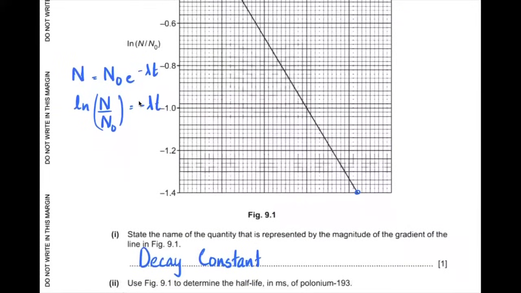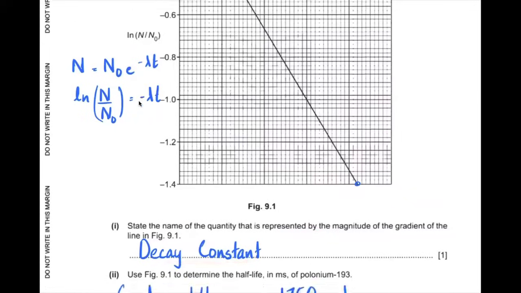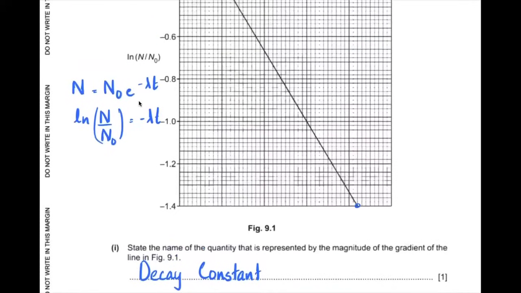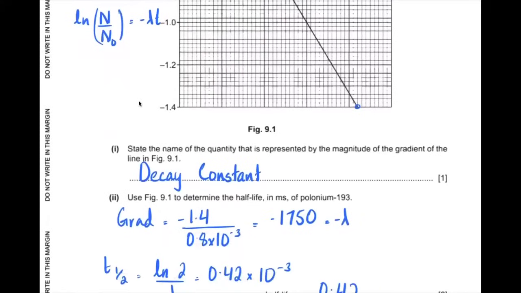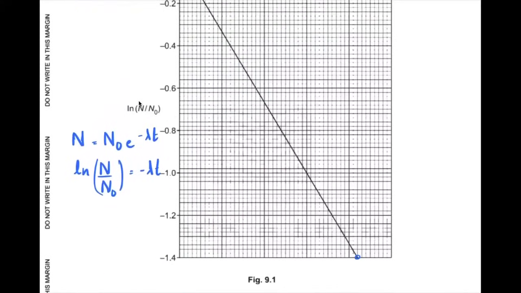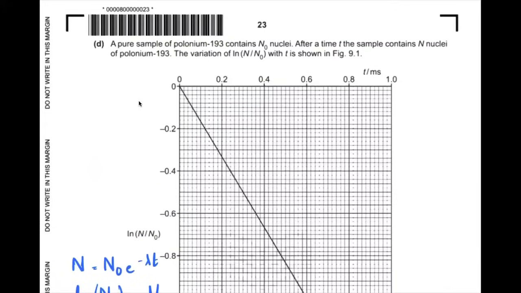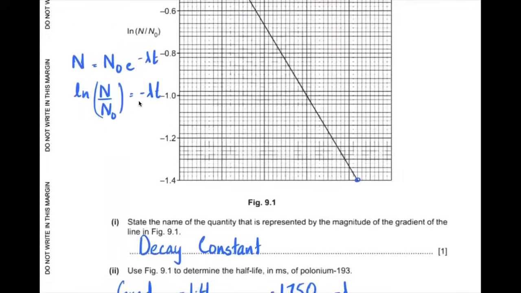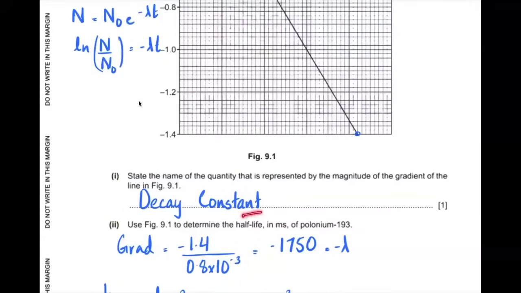So it says, and now look at this, state the name of the quantity that is represented by the magnitude of the gradient. So gradient is minus decay constant, so the magnitude is just the decay constant. Use 9.1 to determine the half-life. So once I have the gradient, I can find the decay constant. I pick up this value, on the y-axis, it's 1.4, on the x-axis, this is 0.8 millisecond. Right? So 1.4 over 0.8 millisecond basically gives me the decay constant, which is 1750.